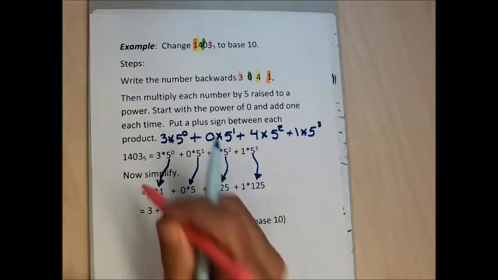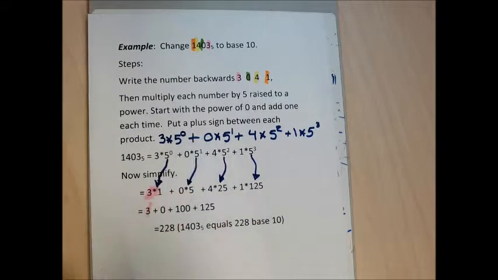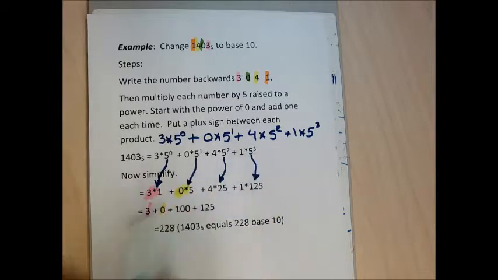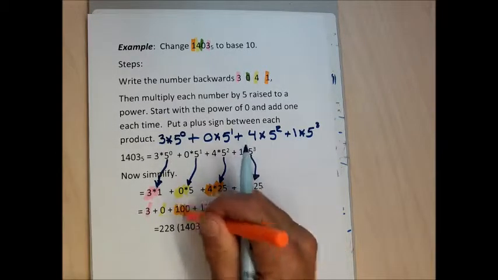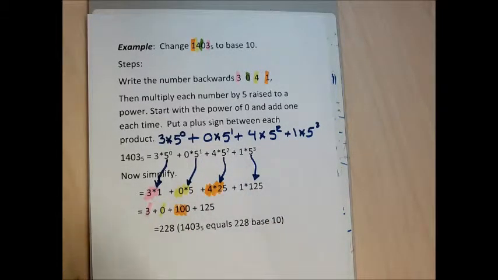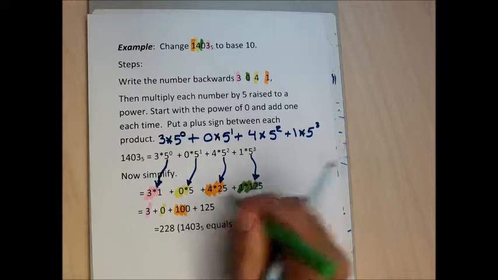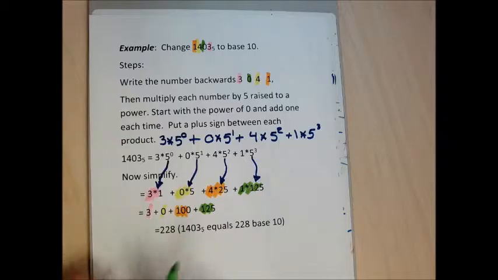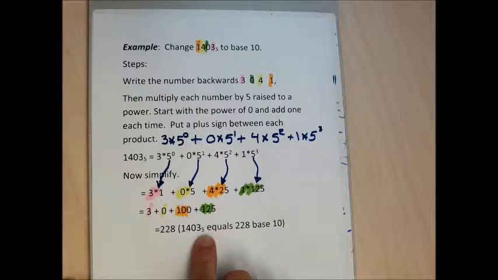The first multiplication I did was 3 times 1, and I got 3. The second multiplication I did was 0 times 5, and I got 0. Then I did 4 times 25 and got 100. And lastly, I did 1 times 125 and got 125. I added up these numbers, and they add up to 228. And this tells me that 1403 base 5 is equal to 228 base 10.